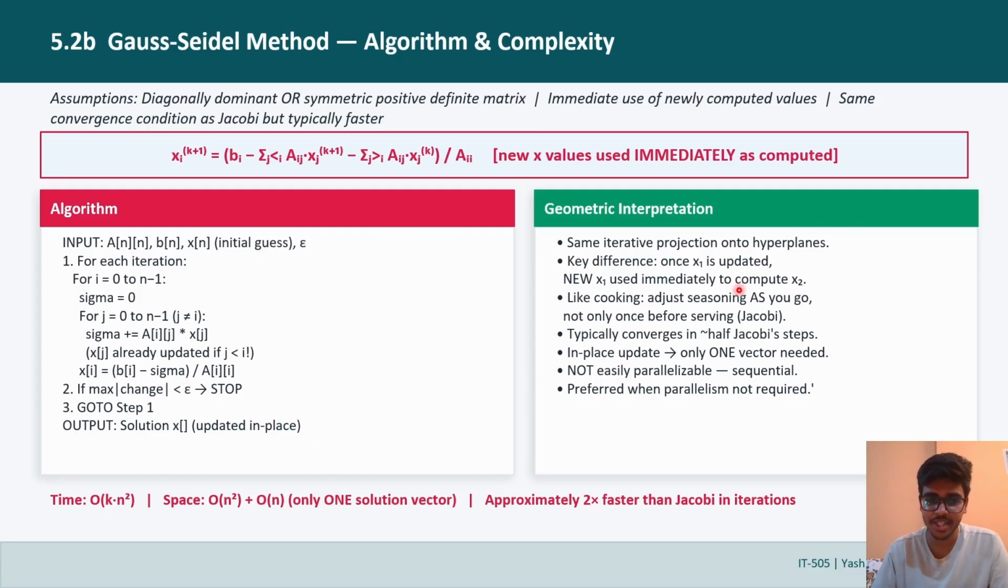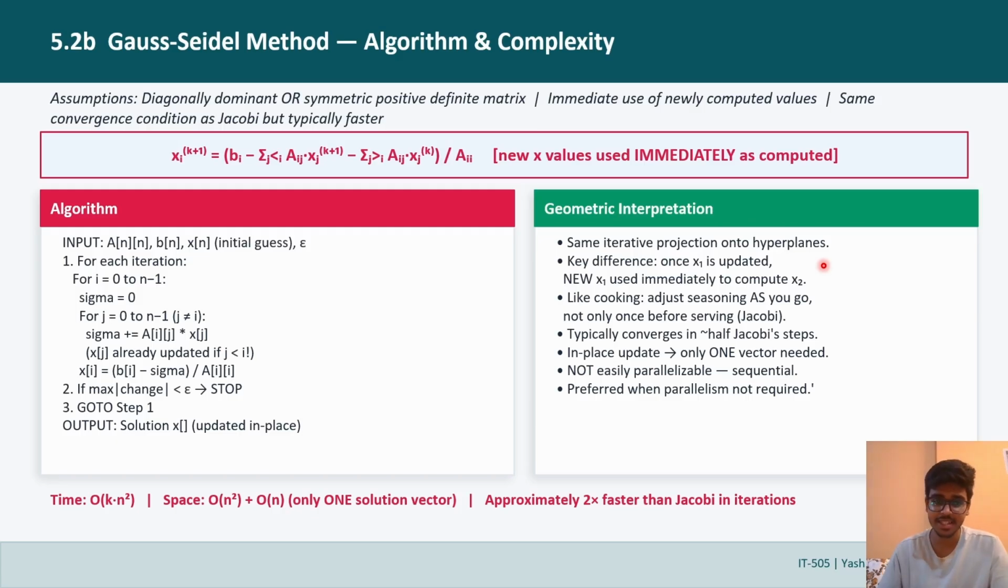The geometrical interpretation: it is exactly the same hyperplane projection idea as Jacobi, but with an important improvement. As soon as we compute a better approximation for x1, we immediately use it to compute x2, rather than waiting until the next iteration. It is like adjusting your recipe as you cook, rather than adjusting it before you start the next batch. This typically halves the number of iterations needed compared to Jacobi.